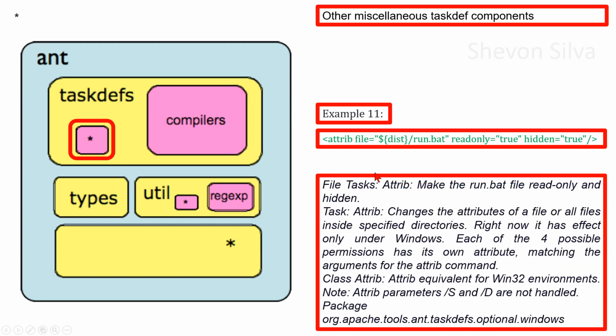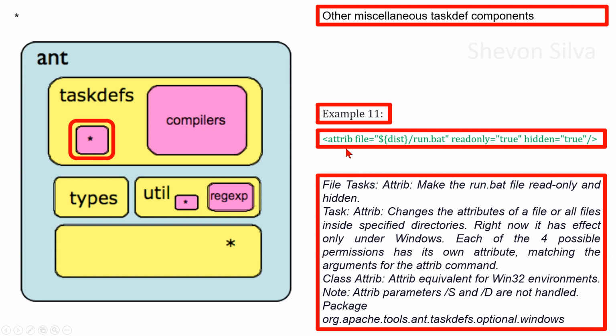Now we are considering attrib in file tasks. Here, make the run.bat file read-only and hidden. The task attrib changes the attributes of a file or all files inside the specified directory or directories. Right now it has effect only under Windows.